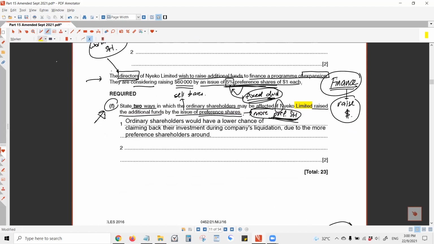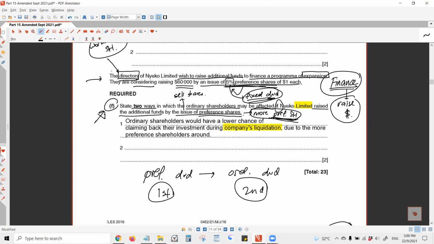Second answer, I'm going to talk about the sequence of priority in getting dividends. Remember, preference shareholders get dividends first, followed by ordinary shareholders getting their dividends. That's the priority. So try to think once again, when there are more preference shareholders around, that means more dividends to be paid to the preference shareholders, right? And do you think that the company would pay a high dividend to the ordinary shareholders?